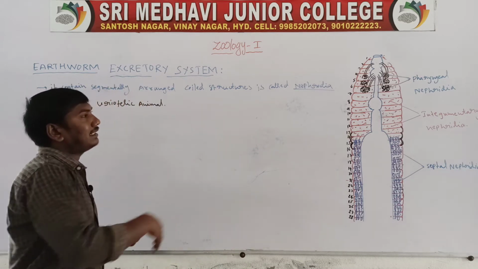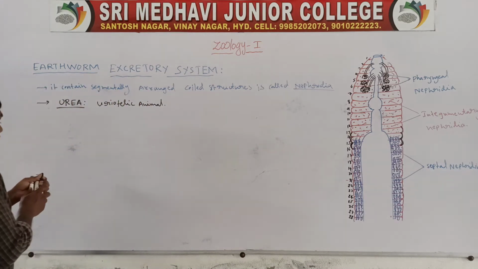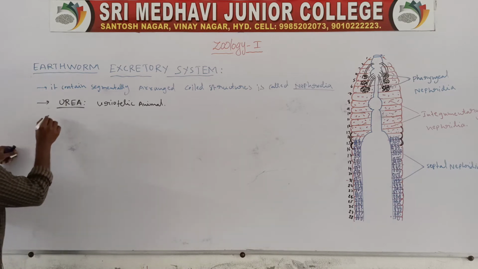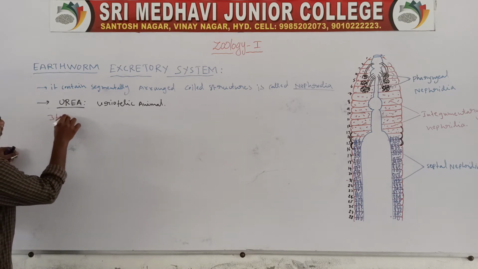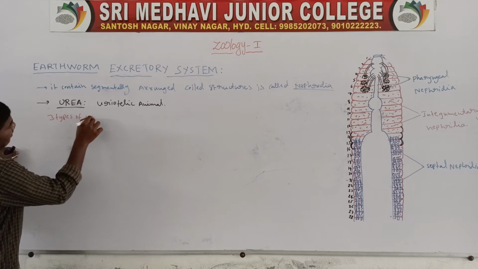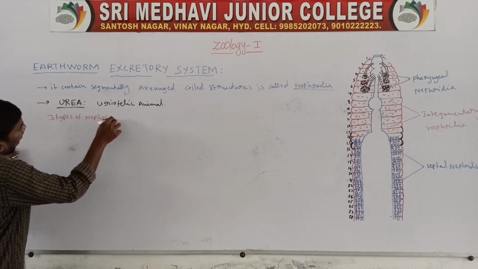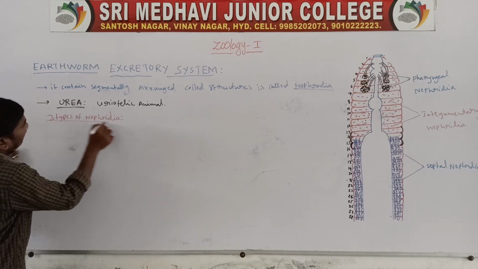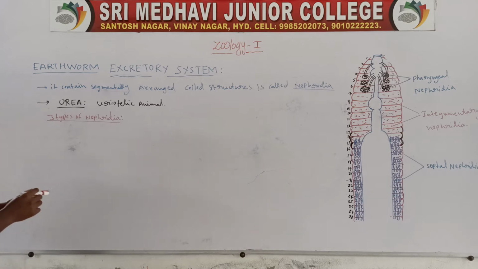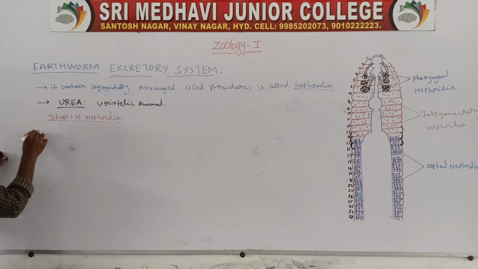The earthworm contains three types of nephridia. First one, septal nephridia.